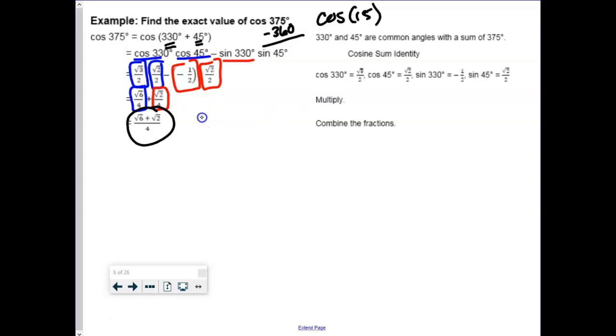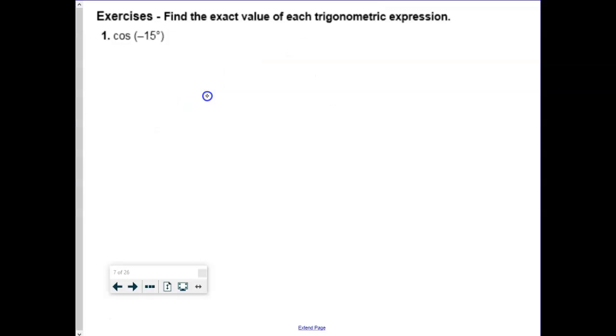This is what we call an exact answer. If someone was to type cosine of 375 into their calculator in degree mode, they would get something very not exact, and your calculator does not have the capabilities to bring it back to that answer. So we have to use these sum and difference formulas in this case to actually evaluate a cosine function at a strange value. So this one's not done for you.